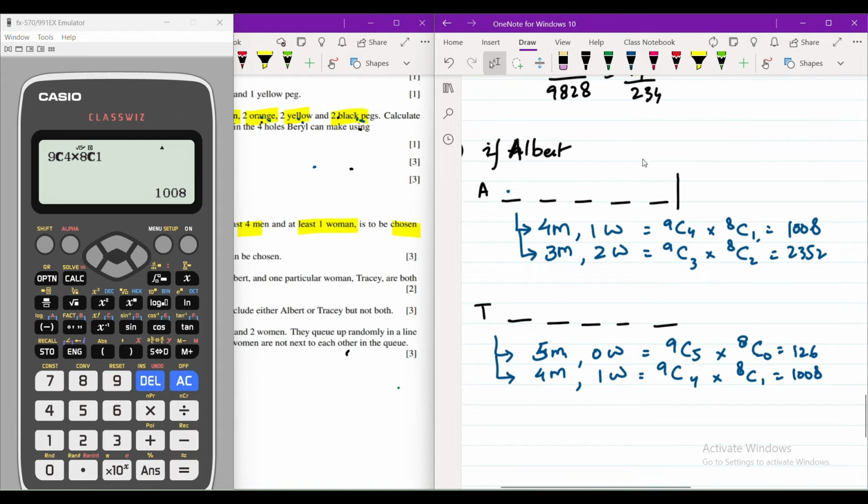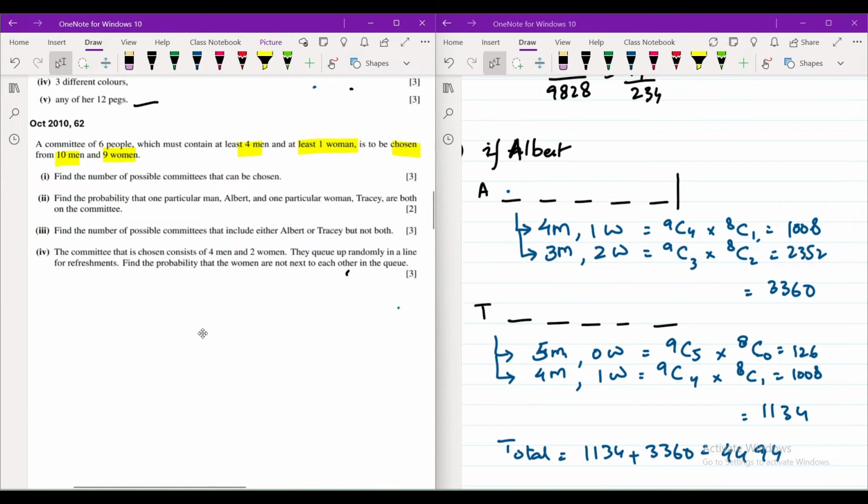Okay, so if Albert is on the team, let's calculate. So 1008 plus 2352, 3360. And if Tracy is on the team, I have 126 plus 1008. I have 1134. So total possibilities are 1134 plus 3360, 4,494.